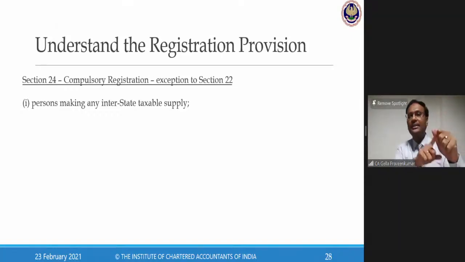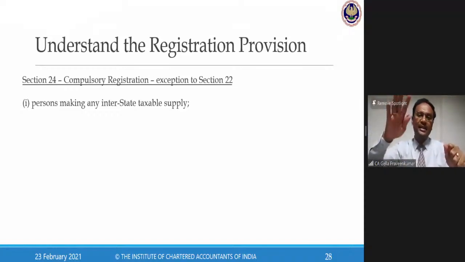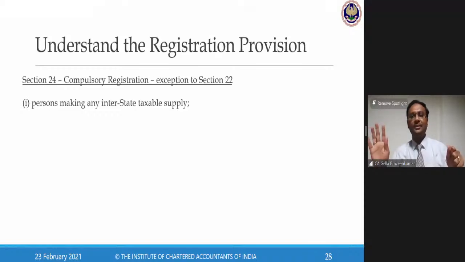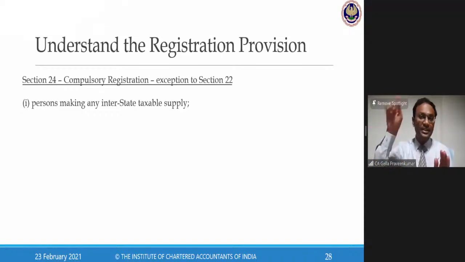From Delhi, if he's giving a service to a customer in Noida, or to a customer in say Haryana, Uttar Pradesh, Bihar, Jammu and Kashmir, it becomes an interstate supply. So the moment there is an interstate supply, my section 22 threshold limit is set aside and it is a compulsory registration. So please keep in mind, section 23, government has notified.